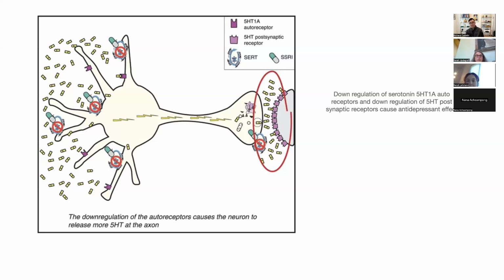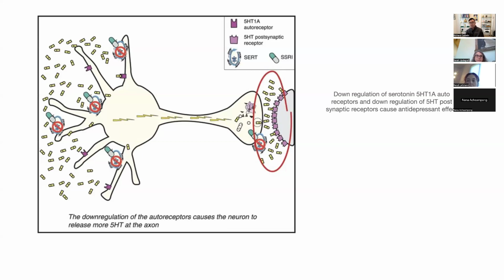That autoreceptor is going to downregulate and desensitize. Therefore, it's going to shut off. So after a couple of weeks, that 5-HT1A autoreceptor in the presynaptic neuron is going to stop working, and then that presynaptic neuron is going to flood that postsynaptic neuron with serotonin, and therefore that's going to downregulate. Does that make sense?